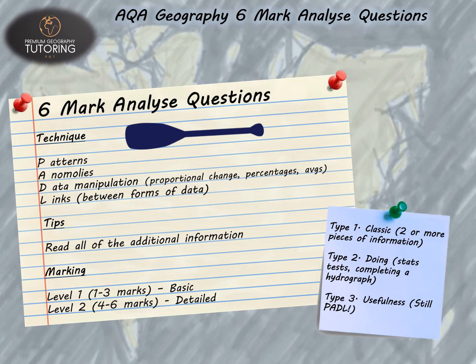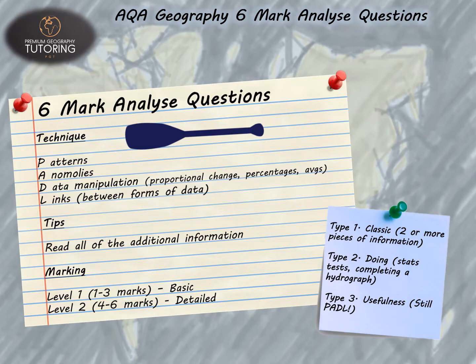By data manipulation, we mean looking for proportional change, looking for percentages, looking for averages, things like that, and then looking for links between the various forms of data that you're given. So with these, you will see a classic version of this question in one of my other videos or in a couple of the other videos. A classic one is, or I'd call it a classic one, they typically have 2 different bits of information, sometimes more, in either different graphs or a map and a graph, or sometimes 2 bits of information on the same axes, and they're looking for you to look for patterns and anomalies between those 2 data sets. So that's your classic type.